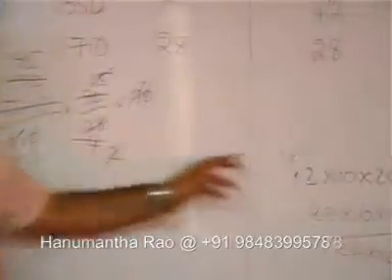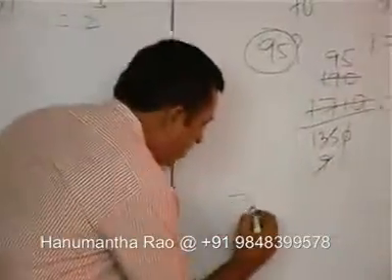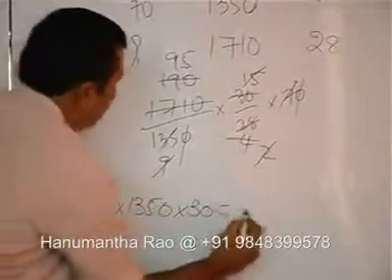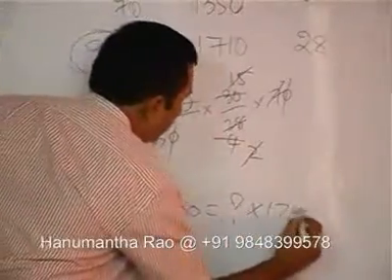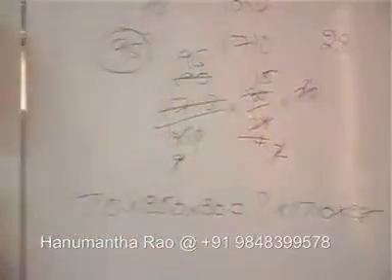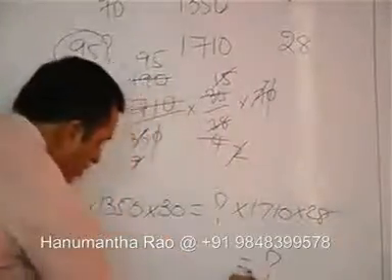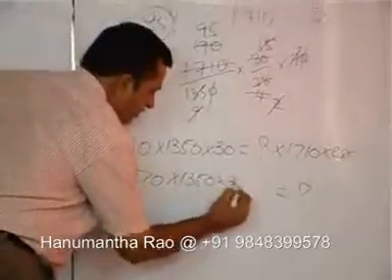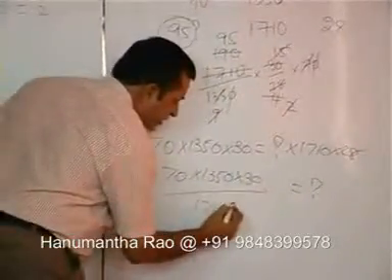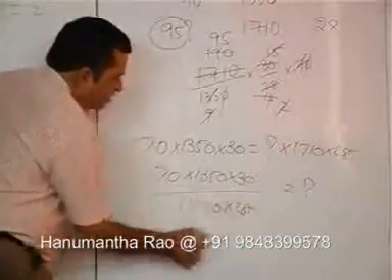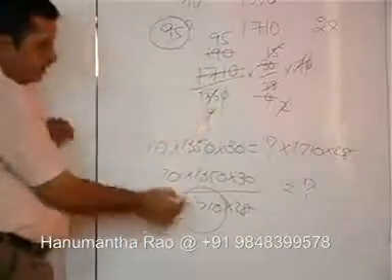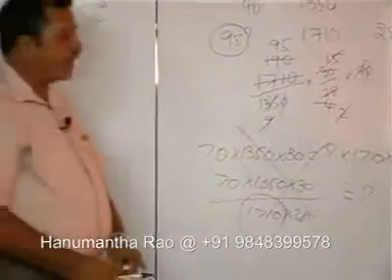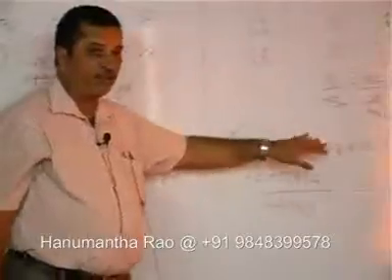By chance you adopt this method here: 70 patients, 1350 liters of milk for 30 days is equal to how many patients, 1710 liters in 28 days. If we want to find the value of how much, 70 into 1350 into 30 by 1710 into 28. Denominator 1710, 1350. This method is wrong. This direct method is applicable only for the work related.